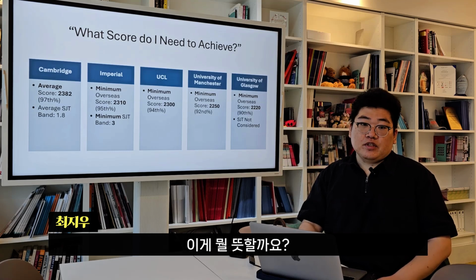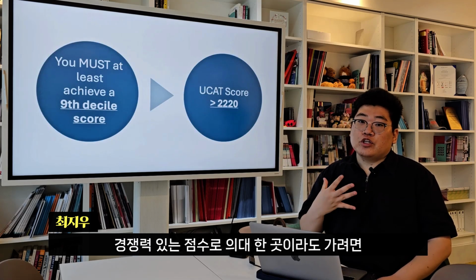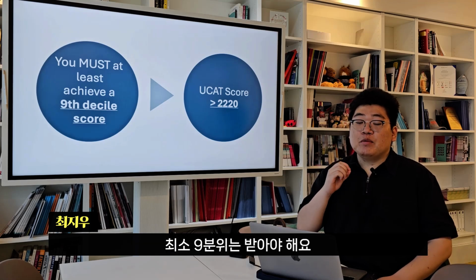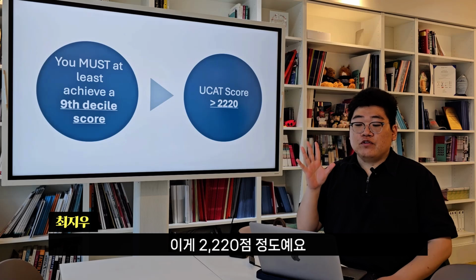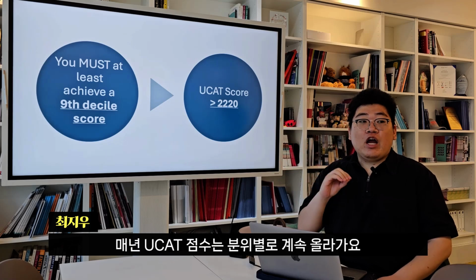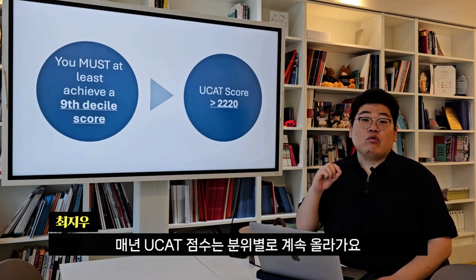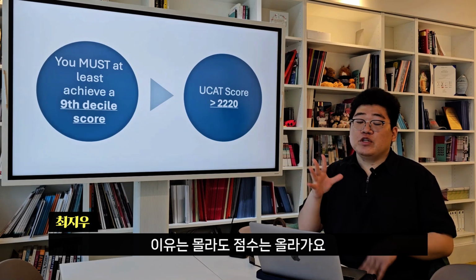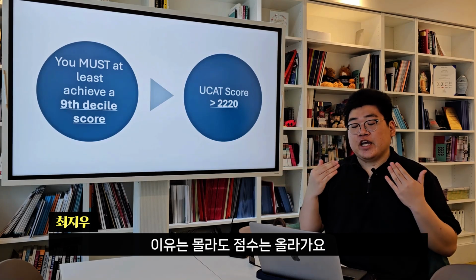So what does this mean? To have a competitive score to go to at least a medical school, you must achieve a minimum score of the 9th decile. This correlates to a score of 2,220. Now, every year, the UCAT scores tend to go higher and higher for each decile, and that's because people are better prepared for the test, or the UCAT itself is just becoming easier. We don't know what the reason is, but the scores are getting higher.